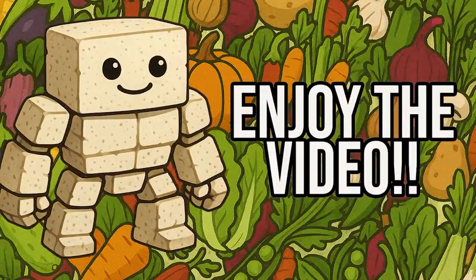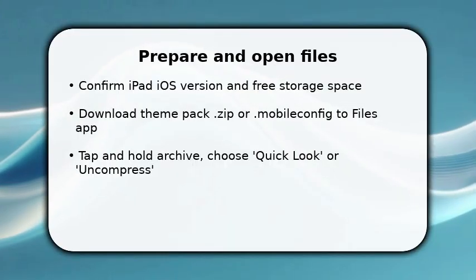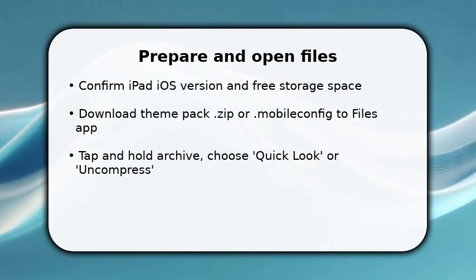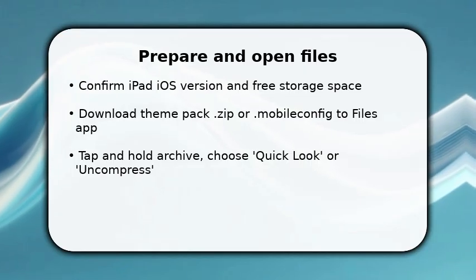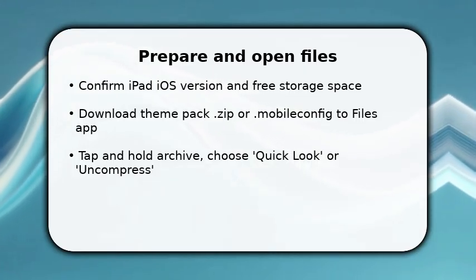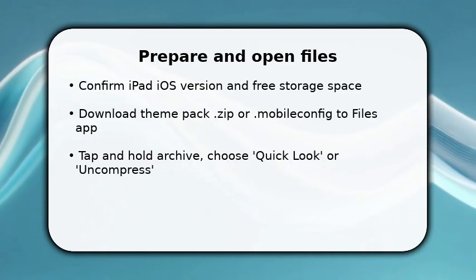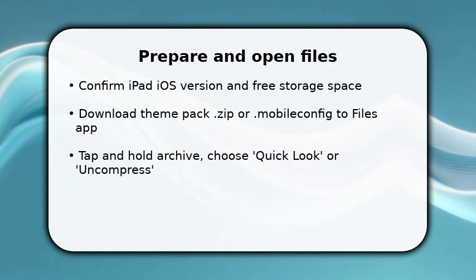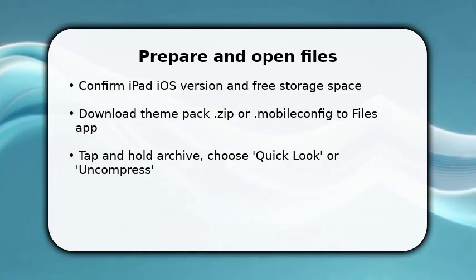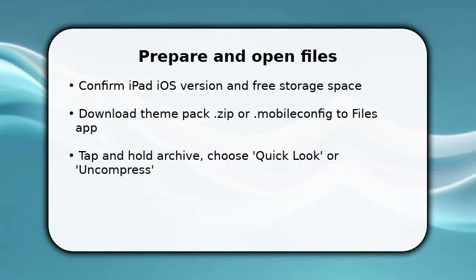Please enjoy the video. You begin by verifying your iPad meets the theme pack requirements and that you have enough storage. This prevents interruptions. Once done, open the Files app and locate the downloaded zip or mobile config file. Tap and hold the archive to reveal Quick Look or an uncompress option, then extract the folder so you can access the individual assets and configuration.